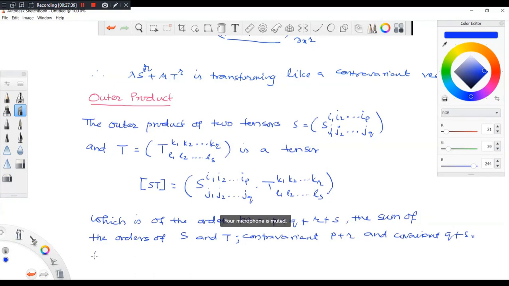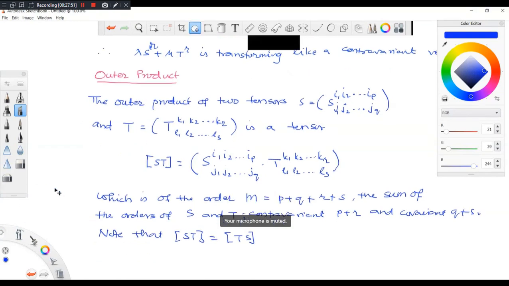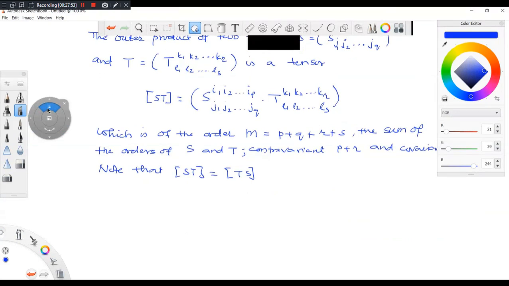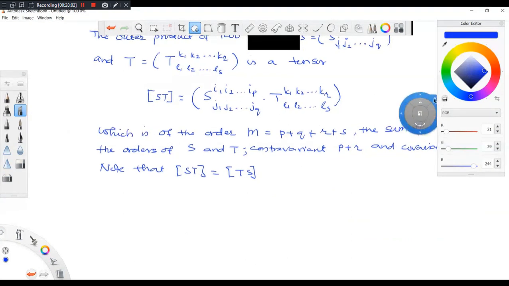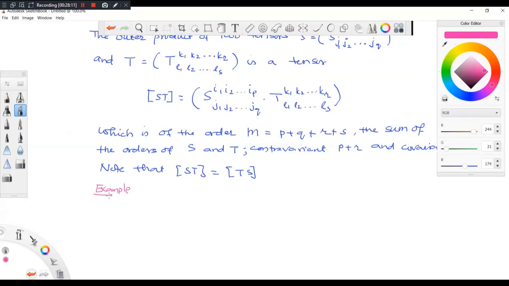So note that ST is the same as TS. I'll show this idea through some examples. This is the definition. Now take an example of how you find the product. Here they need not be of the same type.